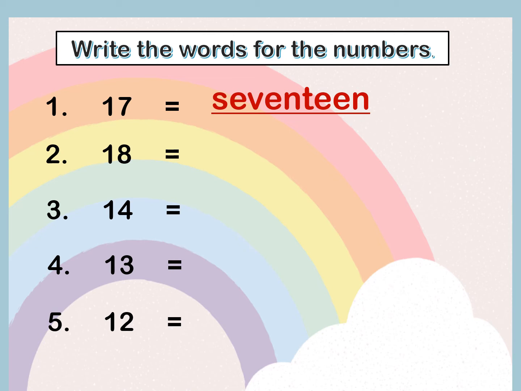This is how you spell 17. First you're going to write 7 plus T-E-E-N. So how do you spell 17? Repeat after me, kids.